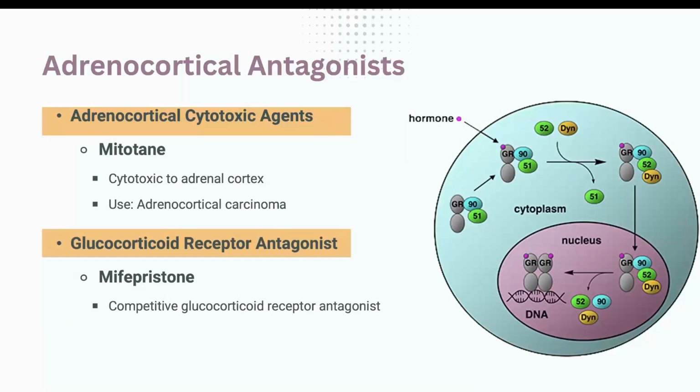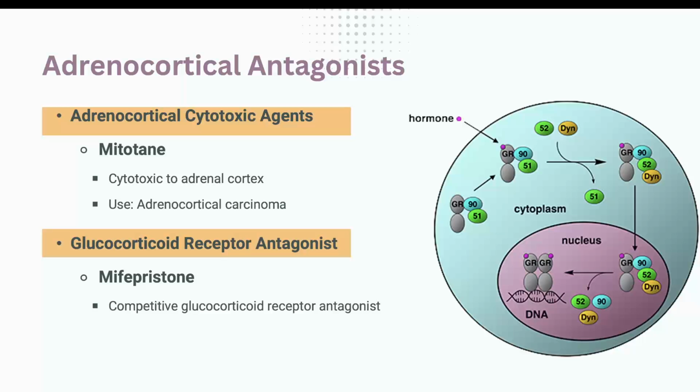We have mitotane. Mitotane is used in case of adrenocortical carcinoma. In case of adrenocortical carcinoma, we need to get rid of the adrenal cortex or adrenal gland entirely, so we use mitotane. This leads to activation of cytotoxic T lymphocytes, which attack and destroy the adrenal gland entirely. Okay.